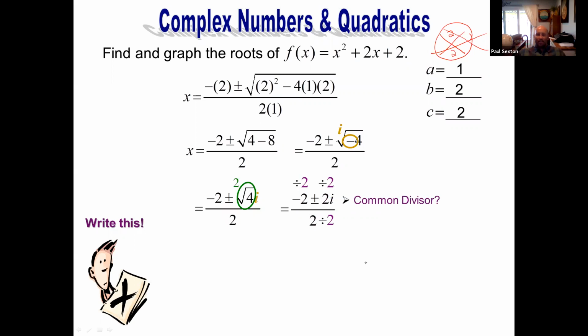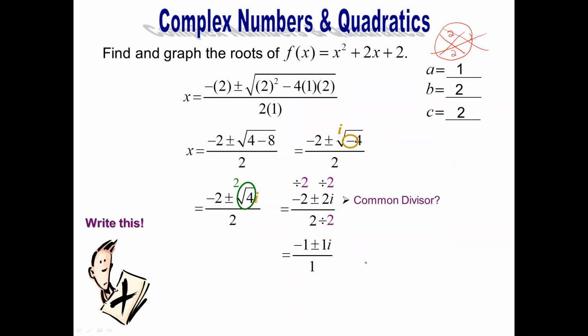And then you end up with negative 1 plus or minus 1i over 1. Now there's some ones that we don't need there, and there's actually one of those ones that has to be there. So basically, which is the one that has to be there? Negative 1. The negative one, exactly. Thank you, Ida. So this negative one is the only one that has to be there because 1 times i, well, that's just i. And if you divide something by 1, well, it doesn't change that number.